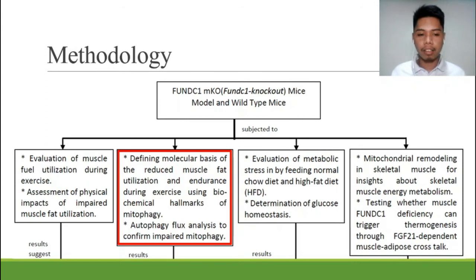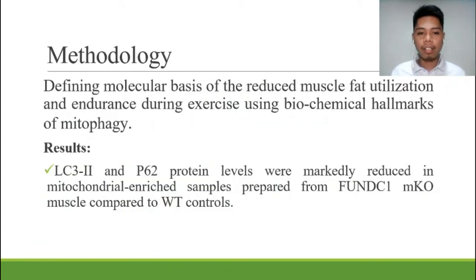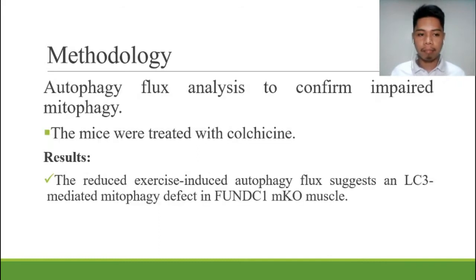Let's proceed to the next part. We have here defining molecular basis of the reduced muscle fat utilization and endurance during exercise using biochemical hallmarks of mitophagy. So the LC3, 2, and P62 protein levels were markedly reduced this time. So autophagy flux analysis was used by the researchers to confirm impaired mitophagy. The mice were treated with colchicine. So the results suggest that an LC3-mediated mitophagy defect in FANC1 MKO muscle.